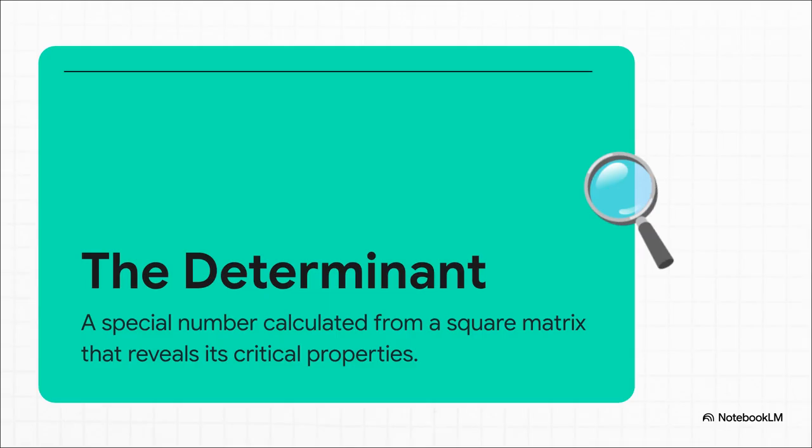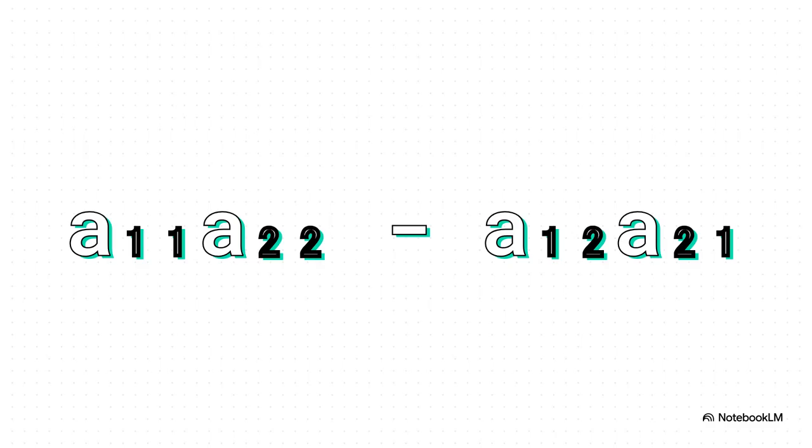Honestly, you should think of it like a quick diagnostic test for your matrix. It's one special number that you calculate from all the numbers inside, and its value is a very, very big deal. And for a simple 2x2 matrix like this one, finding it is super easy. You just multiply the numbers on the main diagonal from top left to bottom right, and then you subtract the product of the other diagonal. That's it, A times D minus B times C. And that one little number you get tells you something profound.